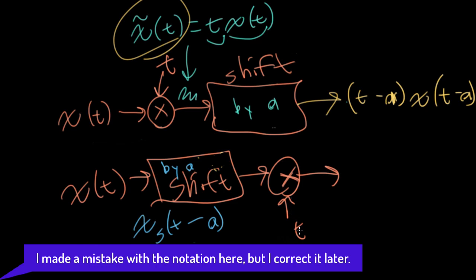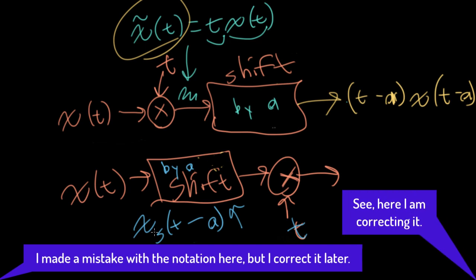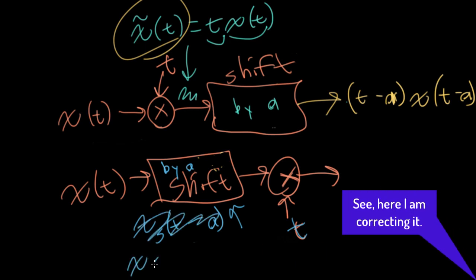And remember, now that we're multiplying by t, this multiplication system has no idea what we shifted by out here, right? It doesn't know anything about a. It just sees a signal coming in. So what is it going to do here? The shifted signal is the original x of t minus a.